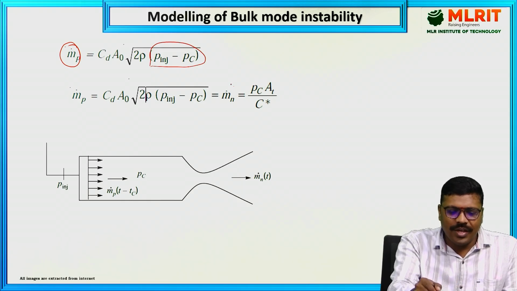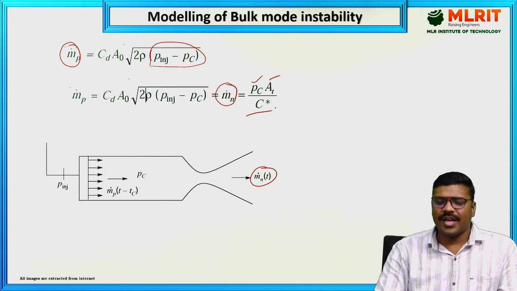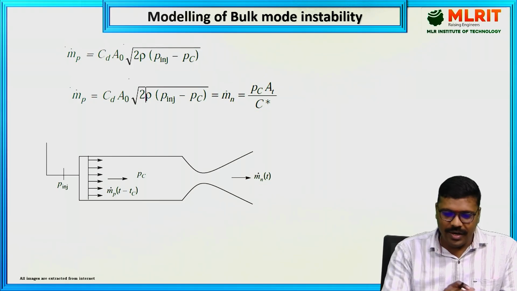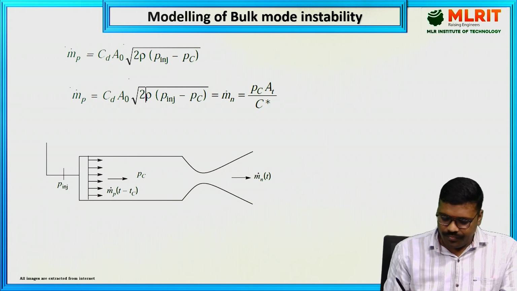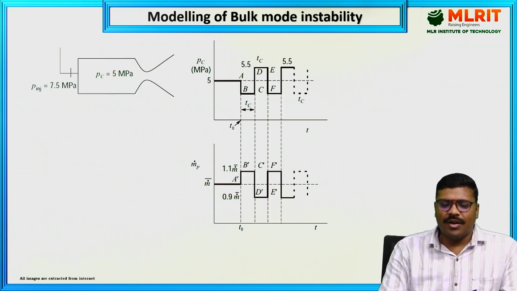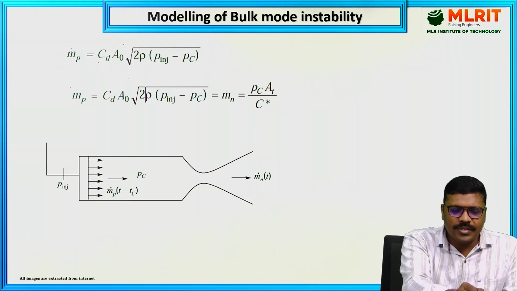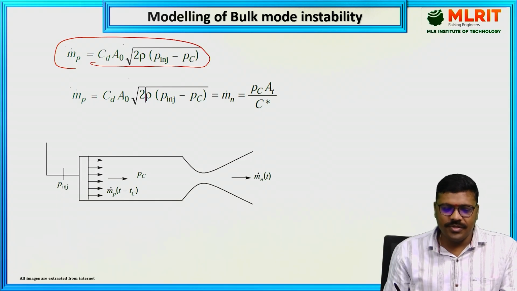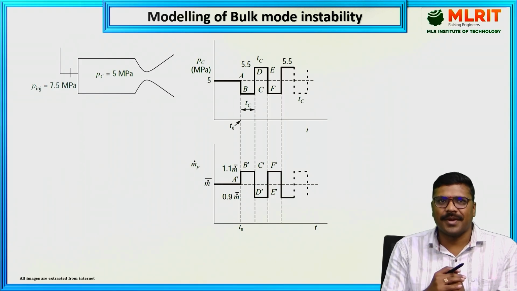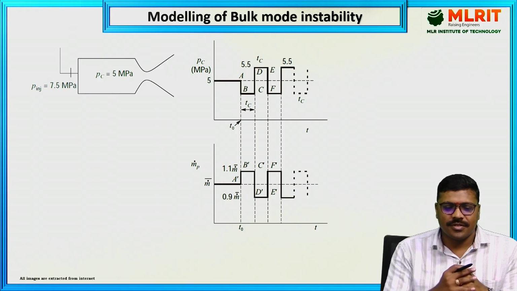From this, if you write the equation for mass flow rate of the gases, then m dot n is equal to PC At by C star. We already know this. Mass flow rate of the gases is PC At by C star. We have already developed this equation in the previous lectures. So if you use the formula of propellant mass flow rate, m dot p is equal to CD A naught into square root of 2 rho (P INJ minus PC), and based on that, you control the pressure in the combustion chamber at different propellant injection pressures.